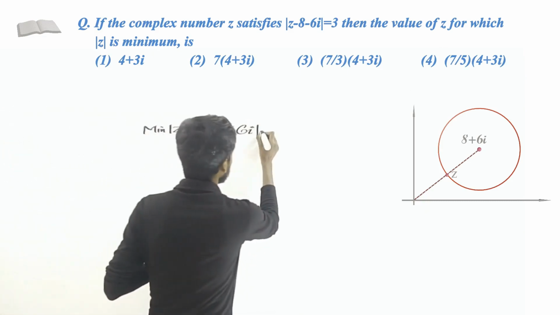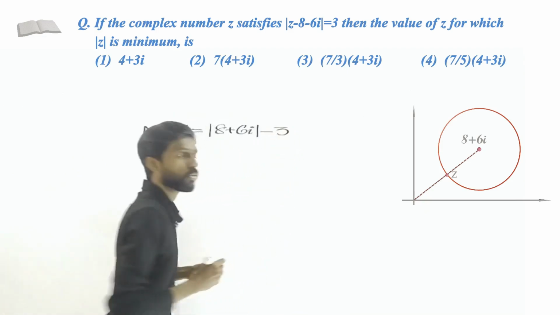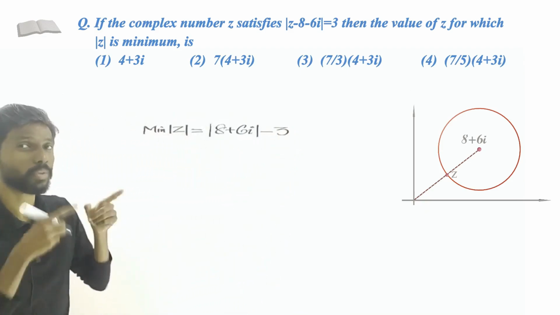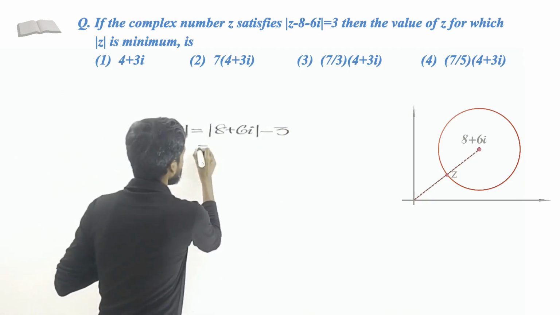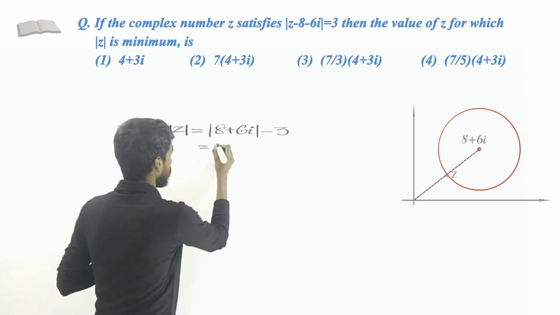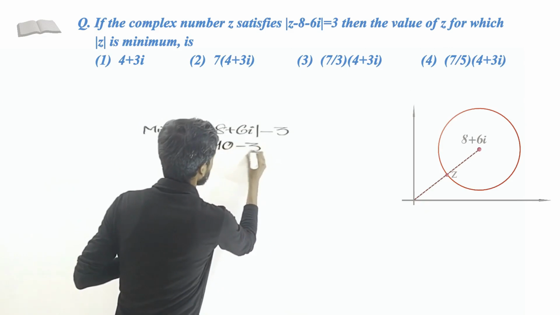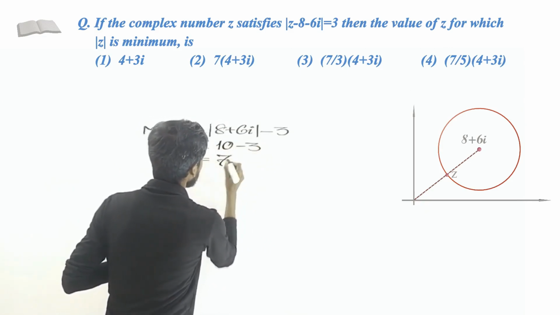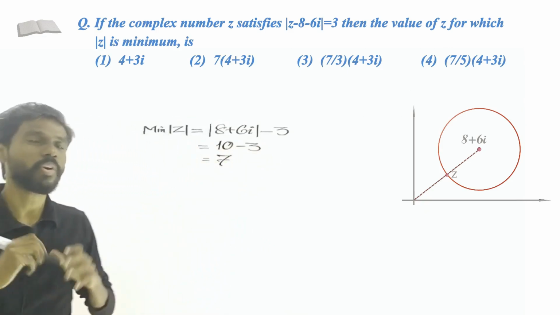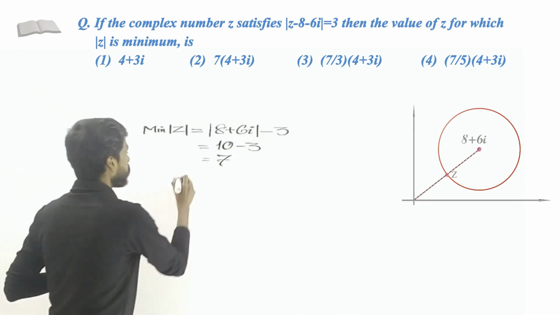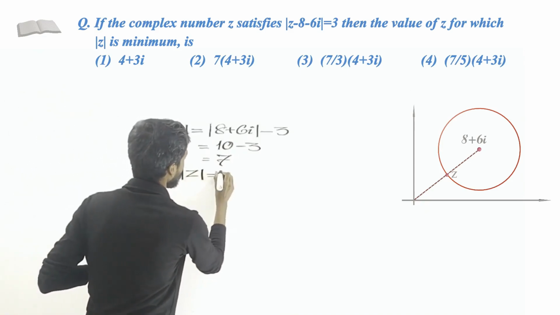Right, minus the radius. But what is the radius? 3. So this will give you the modulus of our required complex number. So that is 10 minus 3, which is 7. 7 is the minimum modulus of z, which means we got the minimum modulus. So the value is 7.